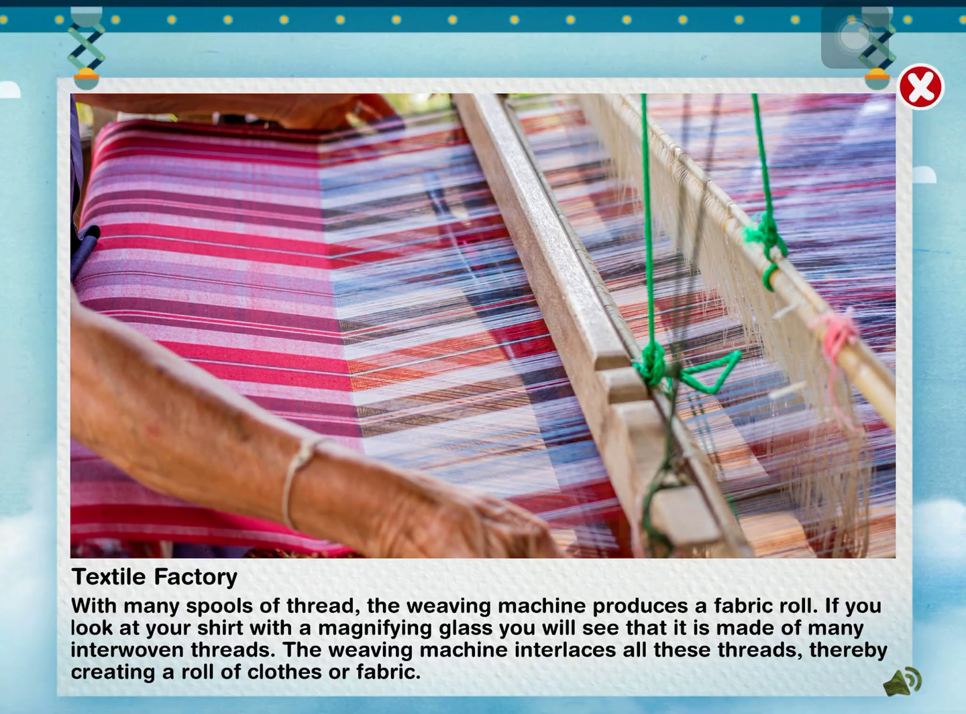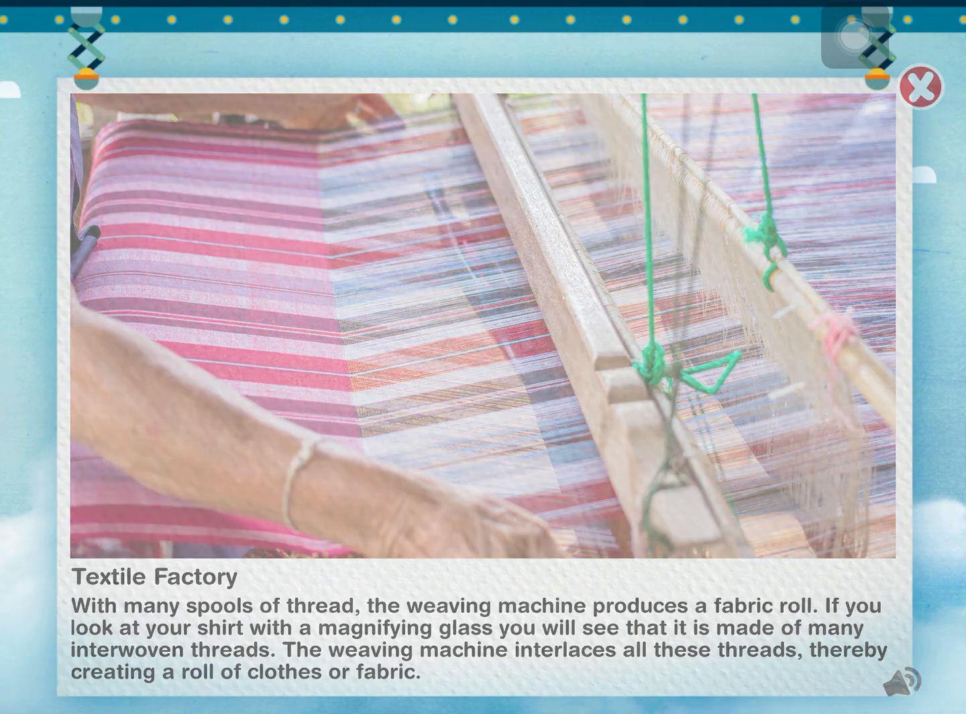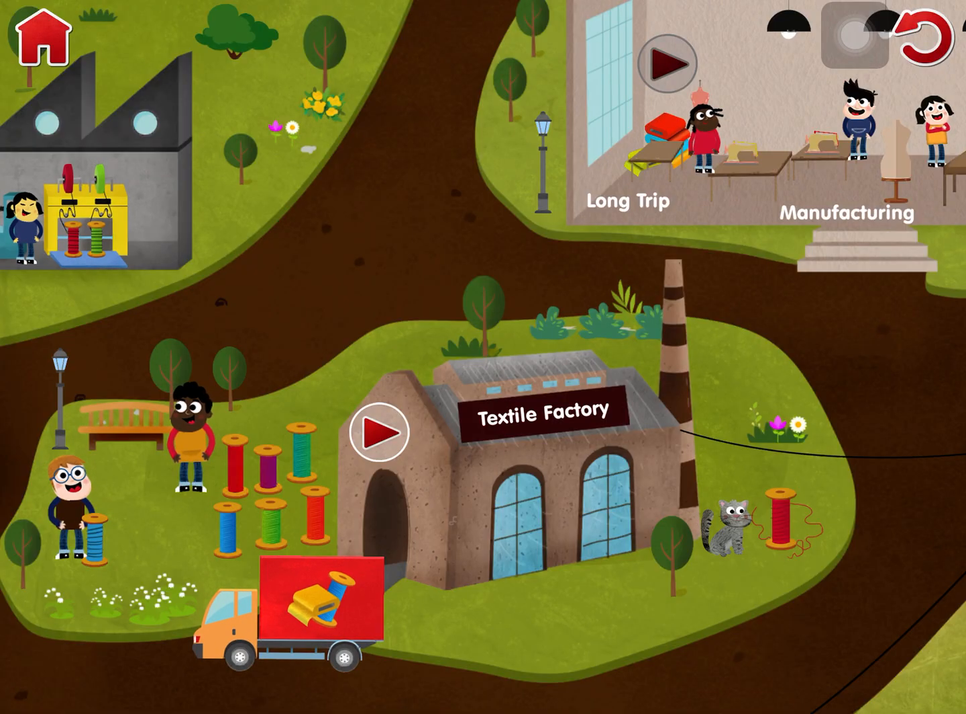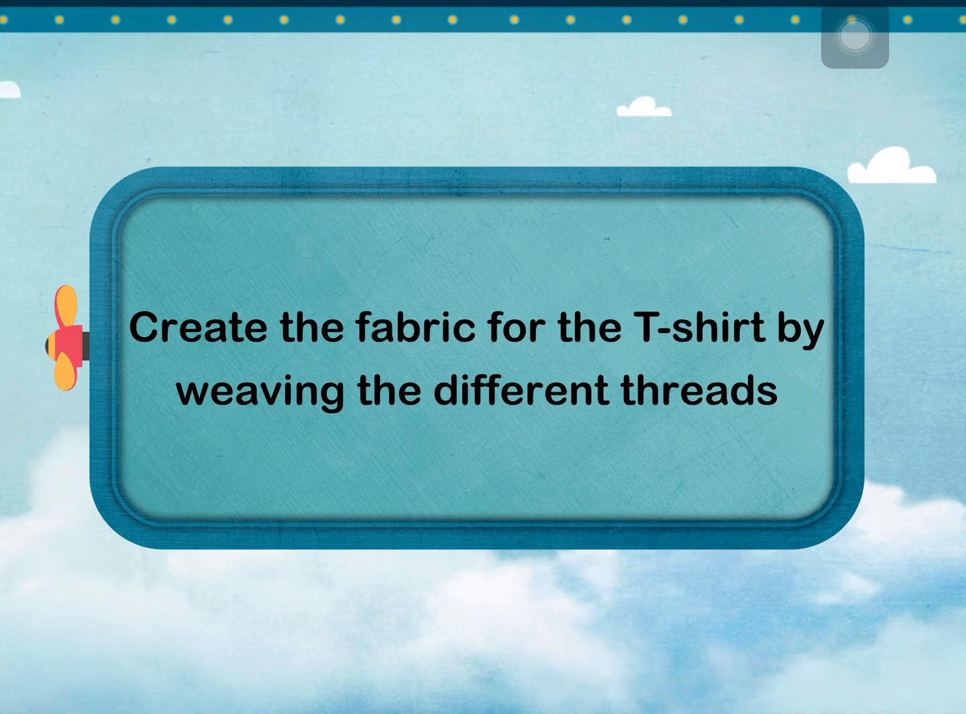With many spools of thread, the weaving machine produces a fabric roll. If you look at your shirt with a magnifying glass, you'll see that it's made of many interwoven threads. The weaving machine interlaces all these threads, thereby creating a roll of clothes or fabric. Create the fabric for the t-shirt by weaving the different threads.